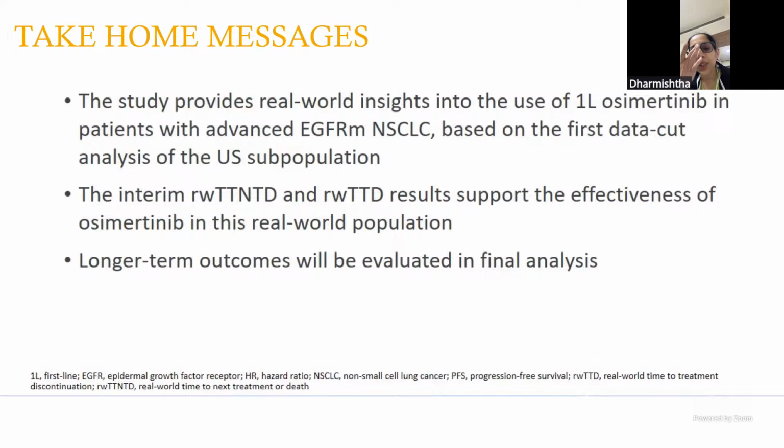The take-home messages from the 3 studies that we have seen over here: frontline osimertinib is the standard of care that should be used in patients with advanced EGFR mutant NSCLC. The data is corroborated now by real-world studies. The interim real-world time to new treatment or treatment discontinuation and the real-world time to discontinuation support the effectiveness of osimertinib in the real-world population. These studies will evaluate the longer outcomes in the final analysis. Next slide.